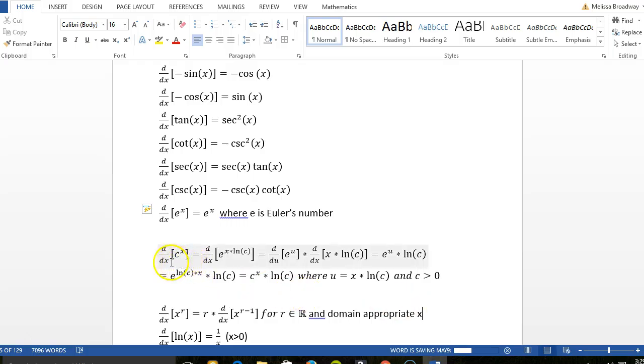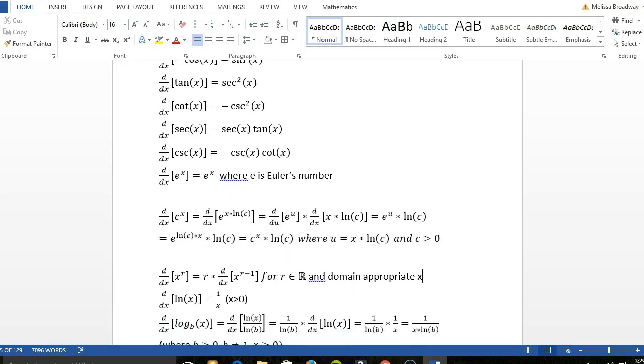So the moral of the story: d by dx of 2 to the x would be 2 to the x times ln 2. But with e to the x, it's just e to the x itself. Think about it. You would get e to the x ln e, but ln e equals 1 from algebra. And e to the x times 1 is just e to the x.